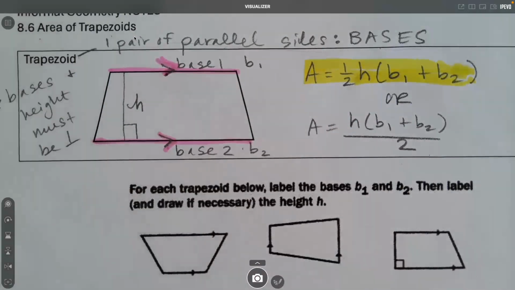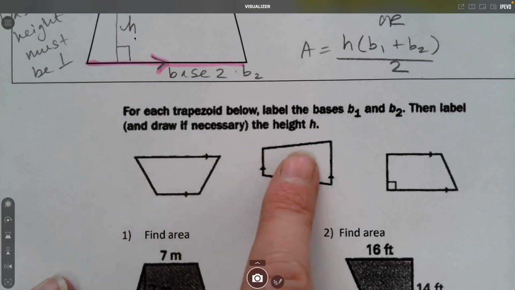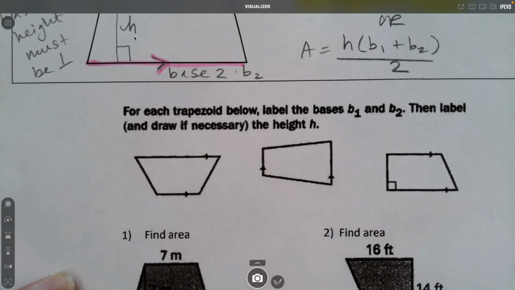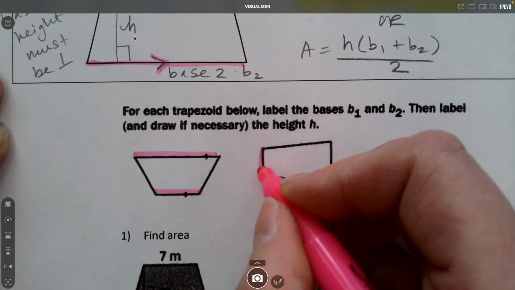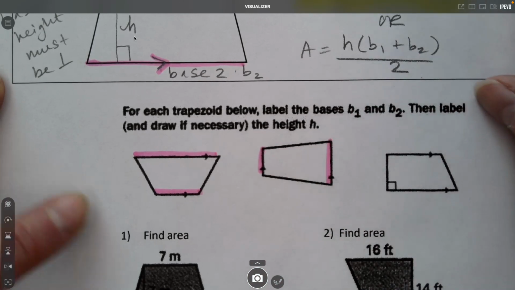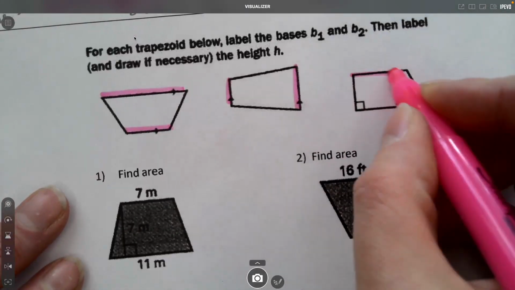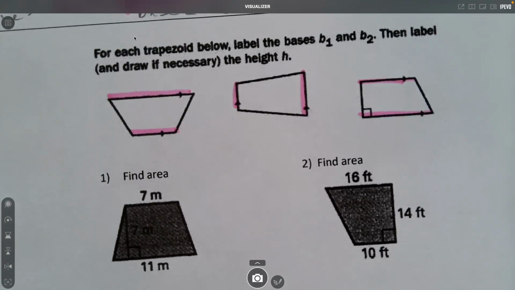So for the first three here, it says for each trapezoid below, label the bases, base 1 and base 2, and then label and draw, if necessary, the height. First, we're just looking at where are the parallel sides, right? They're marked. This one's parallel and this one's parallel. Here, it's the ones on the right and left. So this is kind of a tricky trapezoid. It's almost like I'd have to turn my paper to get an idea of what's going on. And the last one, it's going to be top and bottom again. Those are marked for us with those little arrows to show that they're parallel.